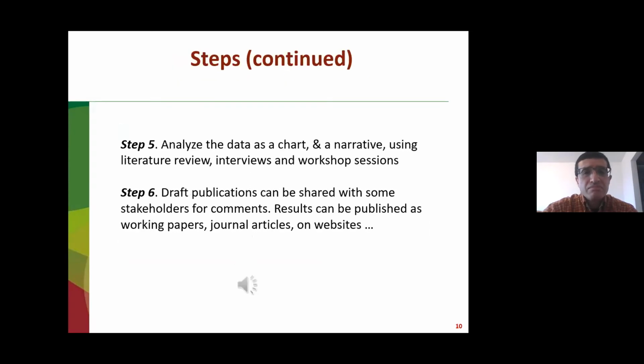With step 5, we will analyze the data as a chart and also as a narrative, using the information previously collected with the literature review, the interviews, and the workshop sessions. So we need to describe qualitatively the seed system, the partners, the stakeholders, and the roles, potential coordination breakdowns, information gaps, etc. And then we need to draft publications, of course, and these publications can be shared with some stakeholders for comments. The results can be published as working papers, journal articles, on websites, as blogs, etc. So basically, step 5 is to analyze the data, and step 6 is to publish the data.